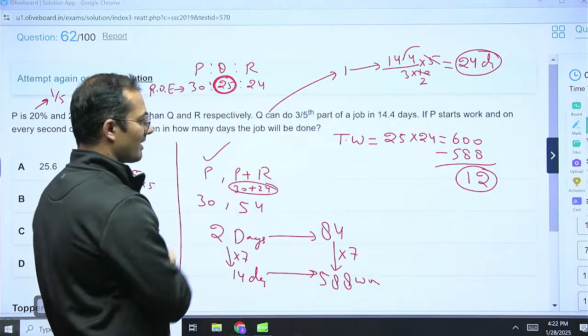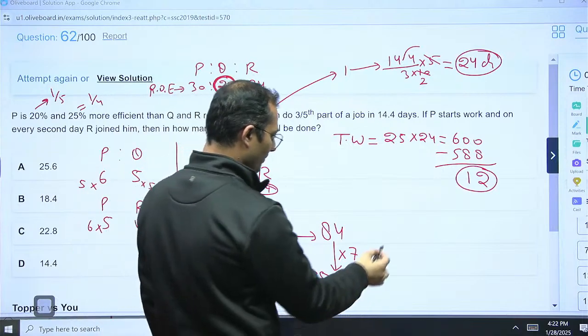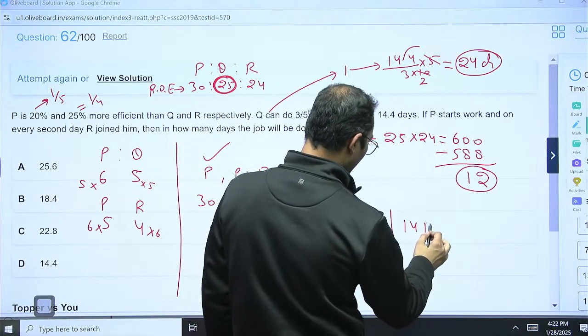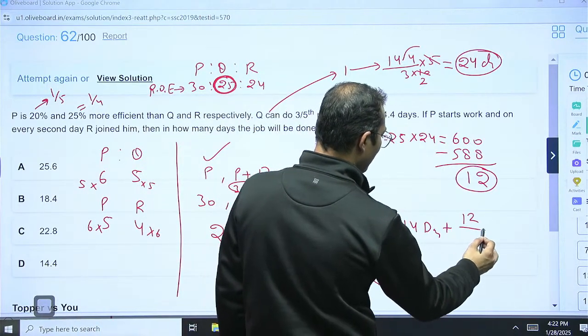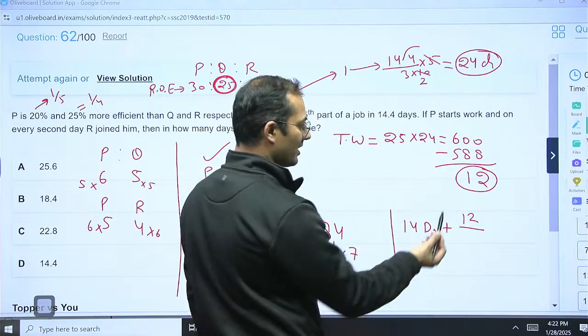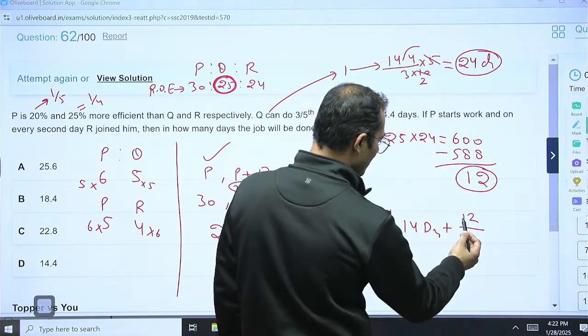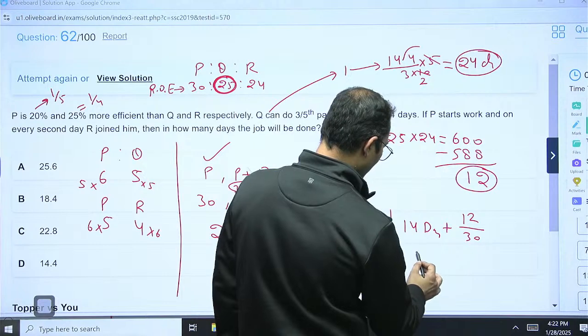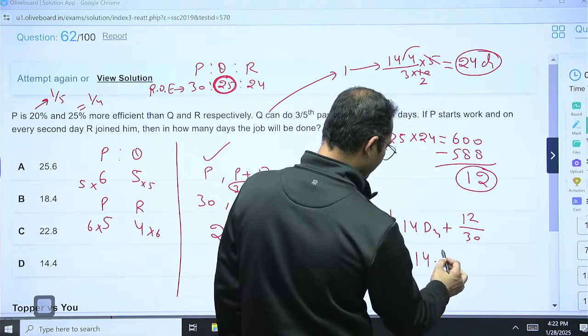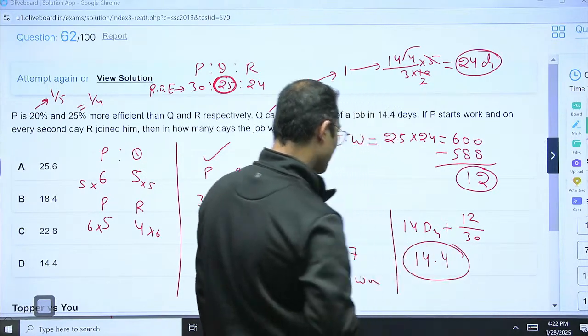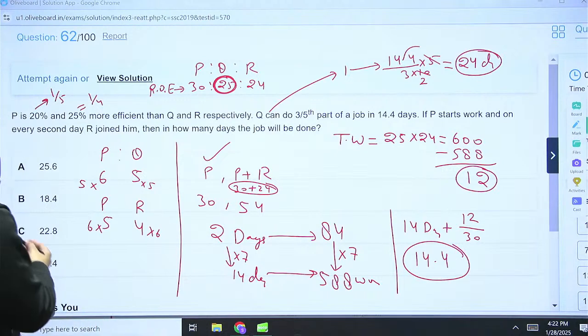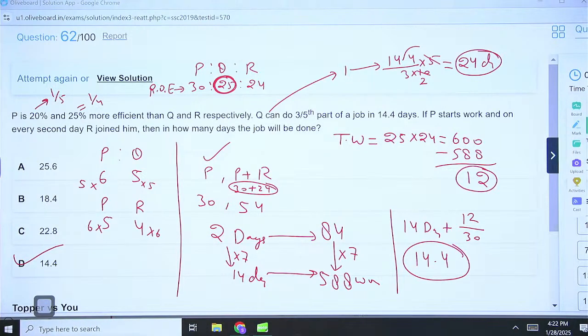So this work would be done by P, right? See, P is starting. So P can complete 14 days plus P can complete 30 units of the work in a day, but he has to do 12 work. Okay, so 12 divided by 30. So I can say that 14.4 days is the right answer. Okay, so 14.4 days is the right answer. D is the right answer. Yes, D is the right answer.